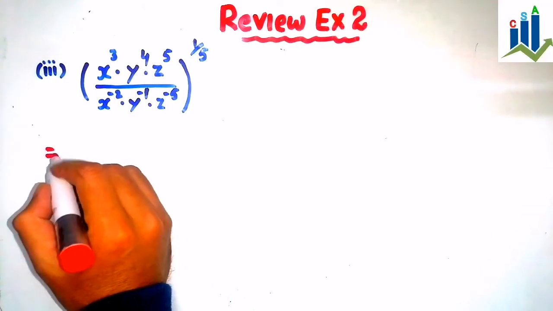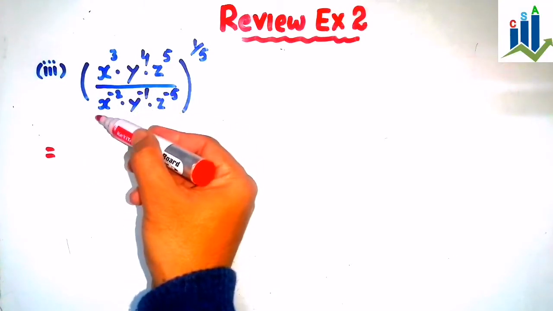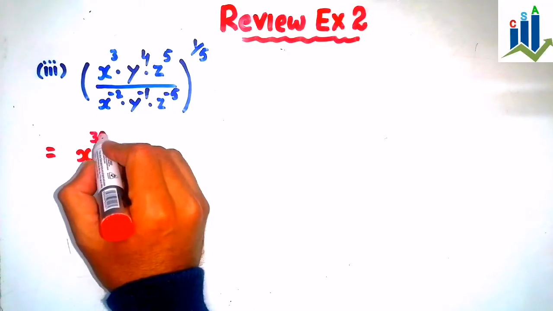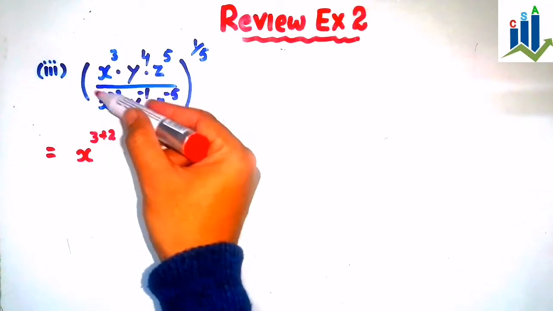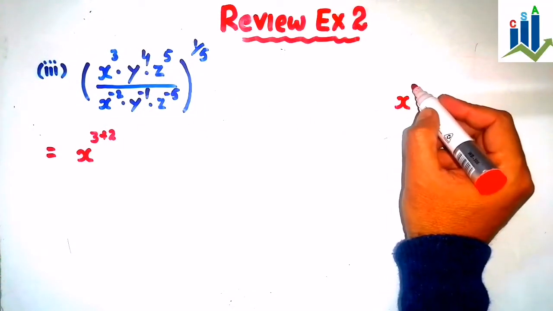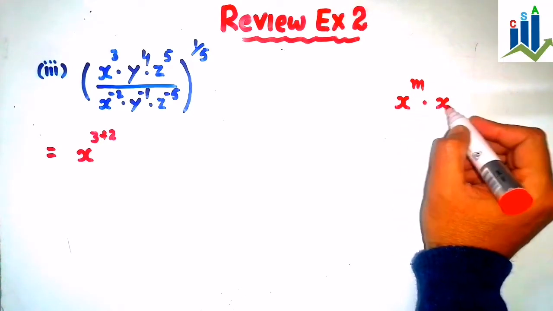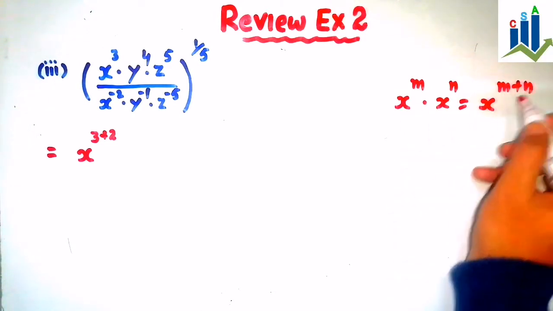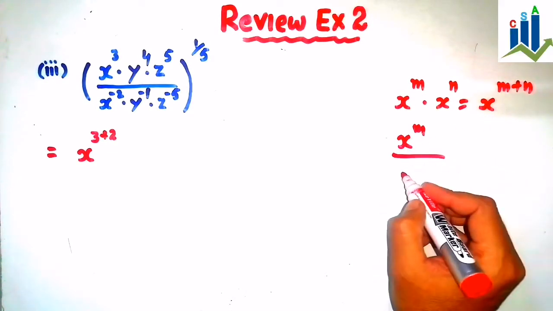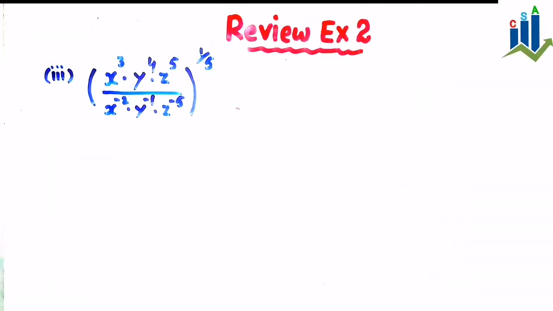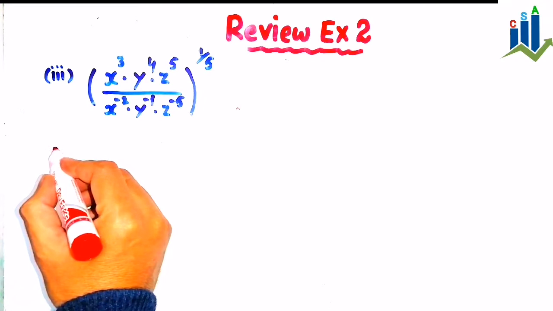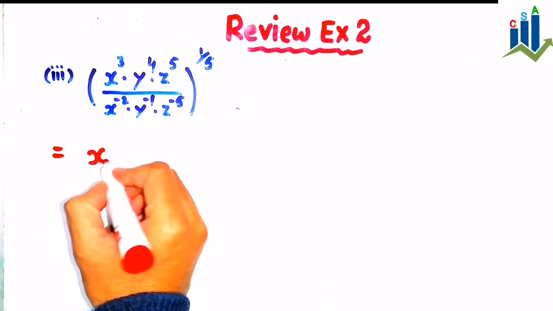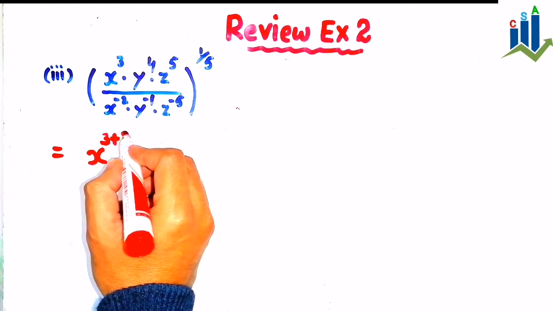Part number 3, we simplify it as, first of all, as base is same, so we combine it. Remember that x raised to power m multiplied by x raised to power n, as base is same, will be written as x raised to power m plus n. And in division form, x raised to power m divided by x raised to power n. In this case base is same x, so we can write it once. It will become x raised to power 3 plus 2.